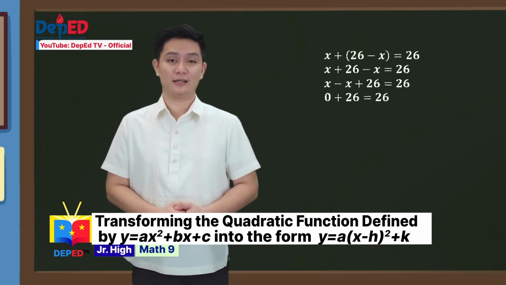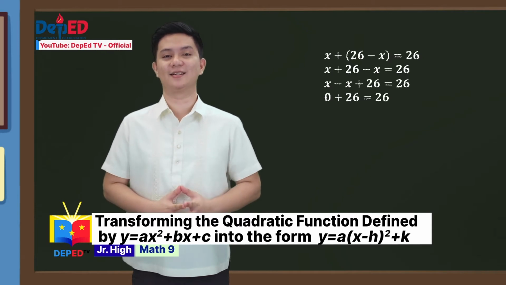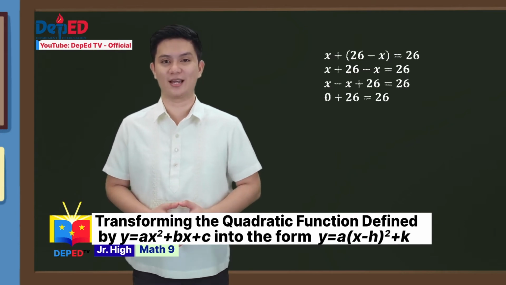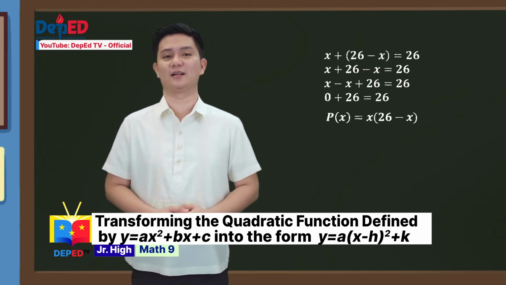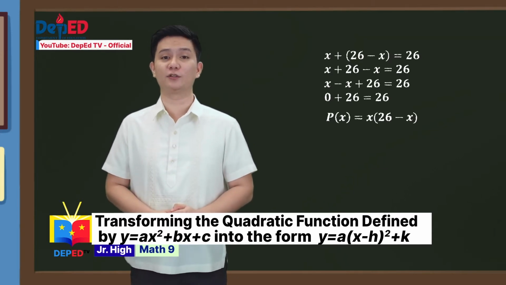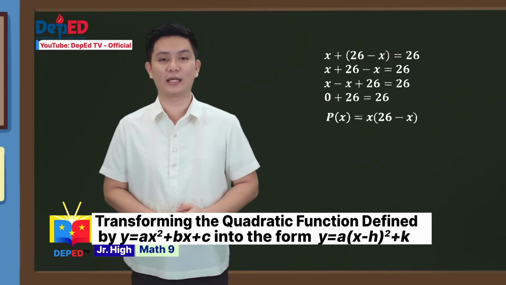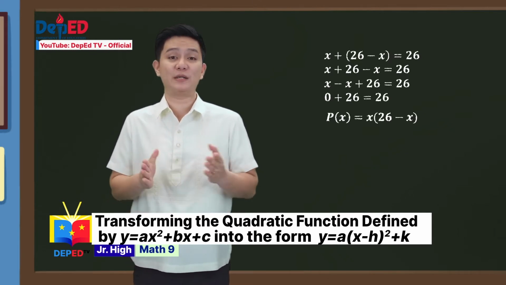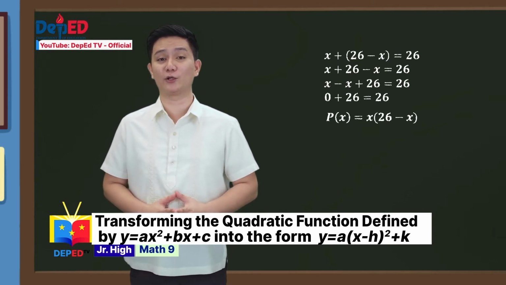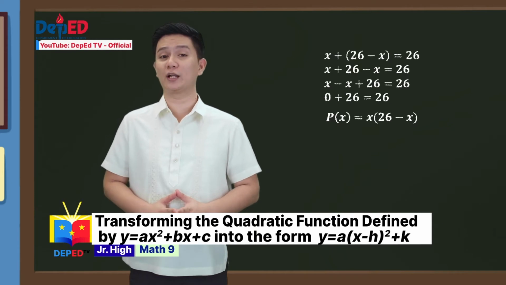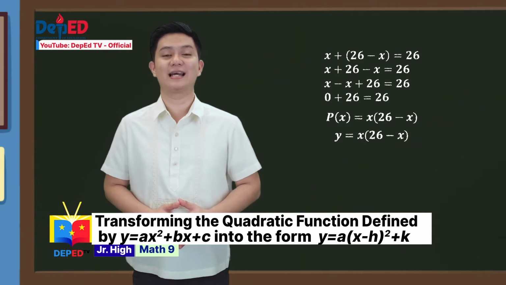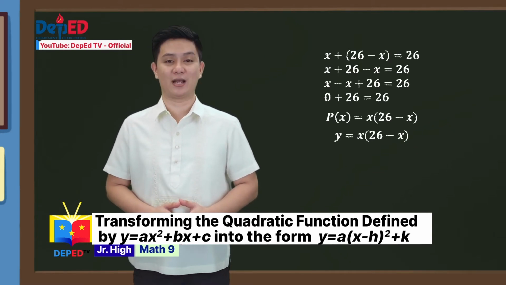Deng is right. She represented the two numbers correctly, x and 26 minus x, since their sum is 26. And Deng is right again with the function that she gave, because if we write the product of the two numbers as a function of x, we can denote it as p of x, where p stands for product. And p of x is equal to x times the binomial 26 minus x, or we can use y instead of p of x. Hence the equation y equals x times the binomial 26 minus x.